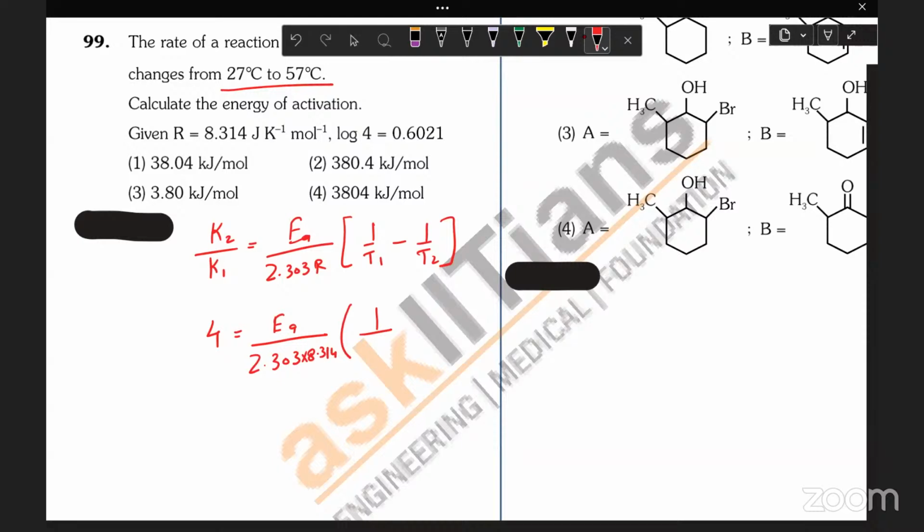All right. Temperatures 300 and 330, so 1 by 300 minus 1 by 330. If you solve this, just to avoid the calculations, the correct answer is option number 1, 38 kilojoule, right? The Ea will come out in joule, then you have to convert that into kilojoule, and that's how option number 1 is the right answer to this question.